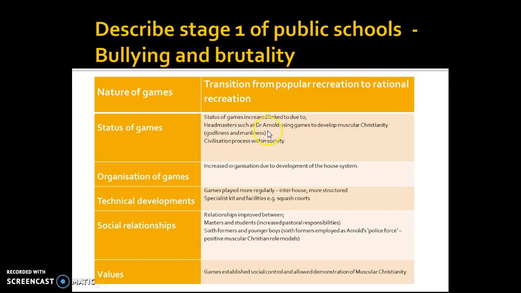He had no interest in sport himself. He just saw it as a vehicle by which he could prevent bad behaviour, social control, and it also paralleled the civilizing process taking place within society at that time. So the status of games increased due to Arnold using sport as a vehicle to promote this ethos of muscular Christianity, which was godliness and manliness. No interest in the games themselves, but he just saw them as a vehicle.